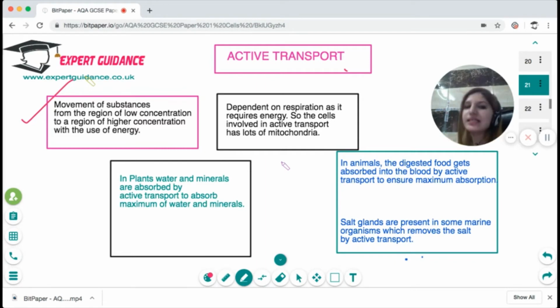In plants, active transport takes place in the roots, where water and minerals need to be absorbed against the concentration gradient so that maximum water and minerals can enter the plant root. And in animals, at times the digested food, even after proper diffusion, needs to be absorbed more so that maximum absorption takes place. So active transport plays a role. And in some marine organisms that develop a lot of concentration of salts in their body, they expel that excess salt by the salt glands, which work by active transport.